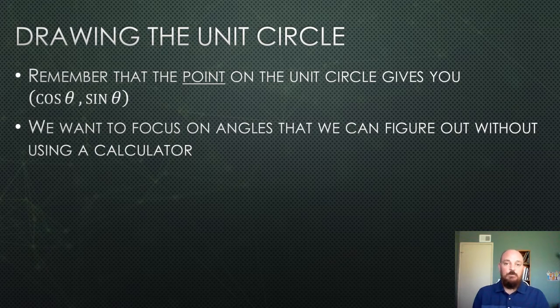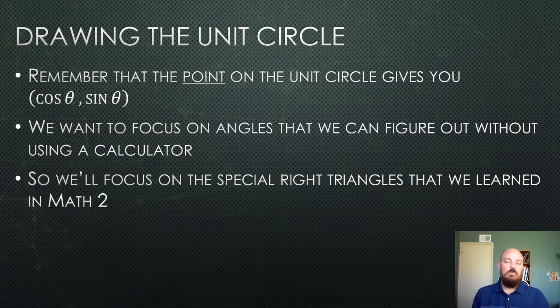So what we want to do is we really want to focus on the angles that we can do without a calculator. So the unit circle, yeah, every point gives you cosine and sine. But if you're trying to figure out sine of 72 degrees, the unit circle is not going to help you much with that because we don't know what that point on the unit circle is. So we want to focus on the ones we can figure out without a calculator.